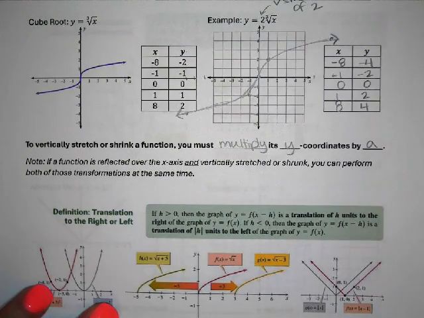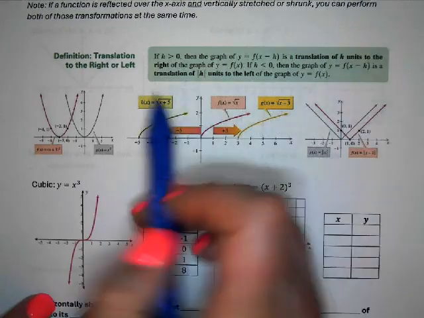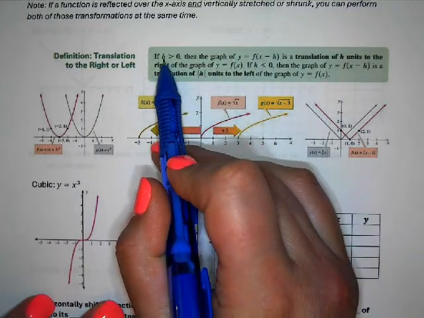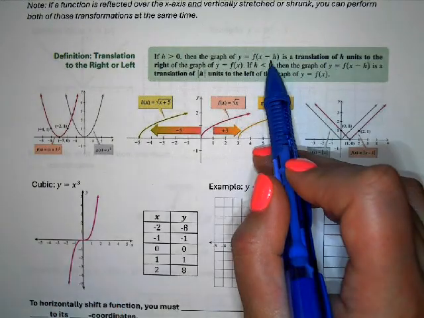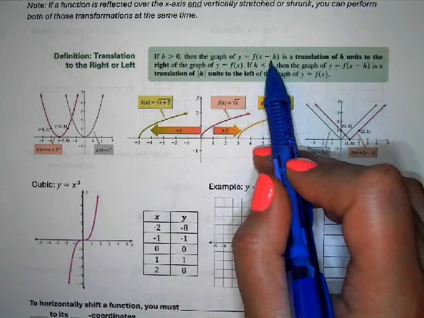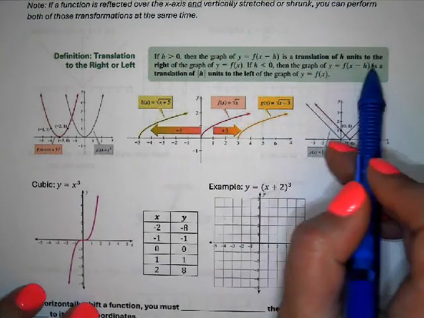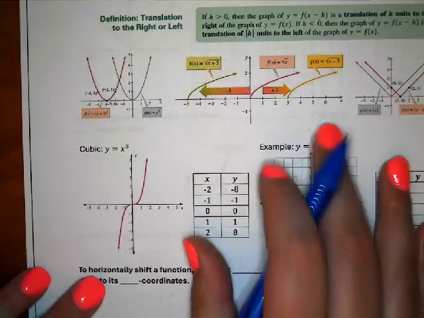Okay, the next transformation is a shift left and right. So this is talking about the H value. You can see that's the inside of the function. So if the function had parentheses, it would be inside the parentheses. If it's a square root sign, it'd be inside of the square root. If it's the vertical lines of an absolute value, it would be inside those vertical lines. So they translate H units to the right and H units to the left, and we're going to see that it's a little bit backwards from what we think.